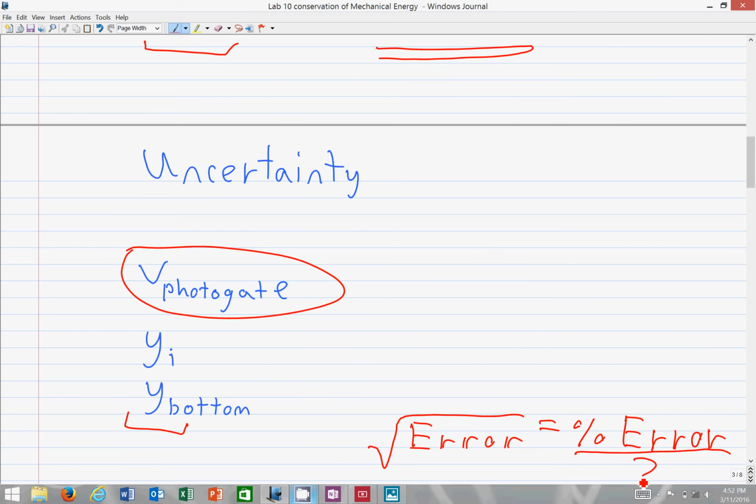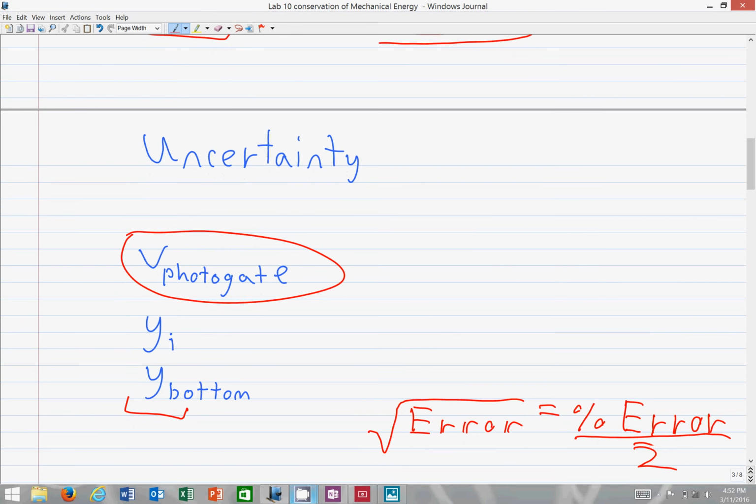So if you're thinking, oh well, I better be pretty good about these two measurements because it looks like they're not really all that uncertain at all, you're correct. You should get two values that are pretty close together for velocity.